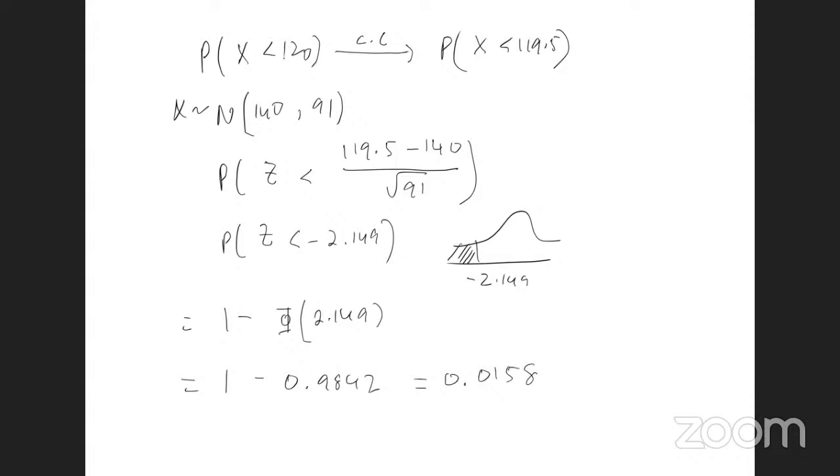All right, so that is a quick refresher on what you should know about the normal. All we're going to do now is I'm going to give you the conditions for Poisson to be approximated by a normal.